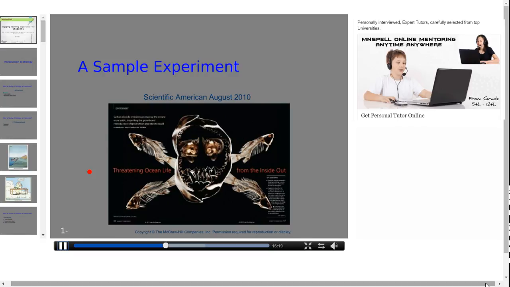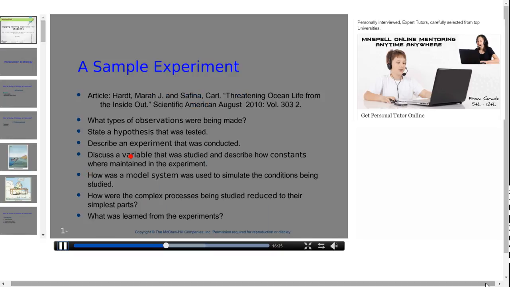A sample experiment is given here. Threatening ocean life from the inside out. What types of observations were made? State the hypothesis. Describe the experiment. So we have all the factors which finally lead us to a perfect conclusion which cannot be debated. Okay? That is a final scientific law.